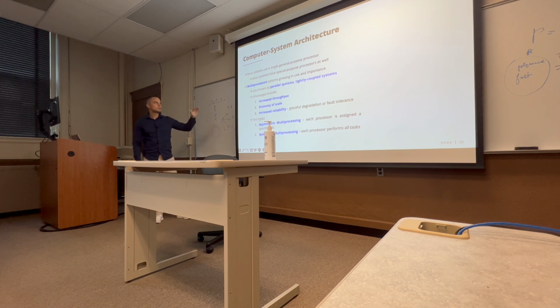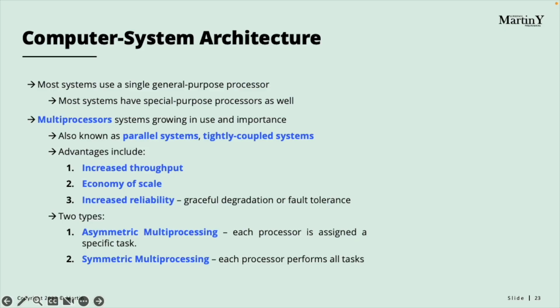We're all using multiprocessor systems, and there are two main types: asymmetric multiprocessors and symmetric multiprocessors. Asymmetric means that each processor is assigned a specific task. Let's say I'm watching a movie on my laptop while I am doing a project in Excel. One processor will take care of the movie, another one will take care of Excel.